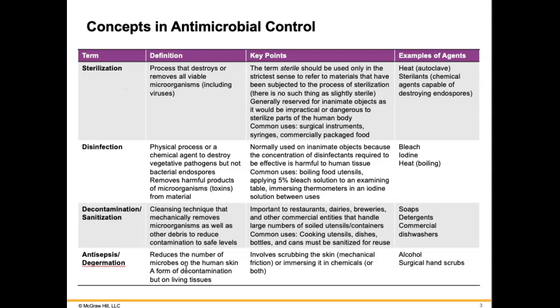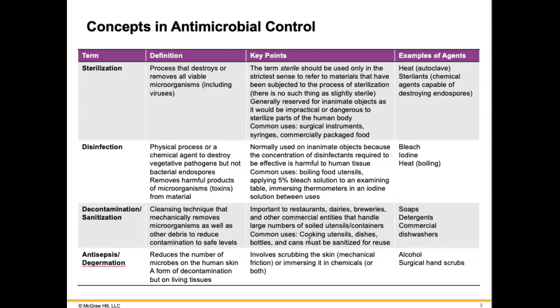And then, of course, antisepsis reduces the number of microbes on human skin. Antisepsis is far from sterilization. It is not the same thing, and your skin, short of cutting your arm off and putting it in an autoclave to sterilize it, will never be sterilized ever. It's just impossible to do. Antisepsis reduces the number of microbes on the skin, and basically, it's the best we can do. There's no other options there.